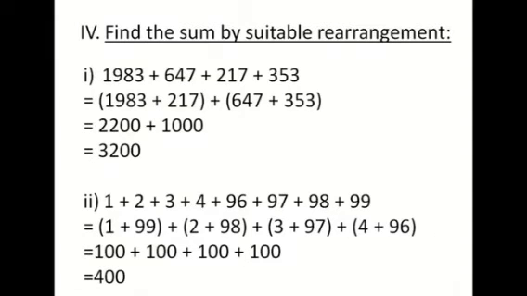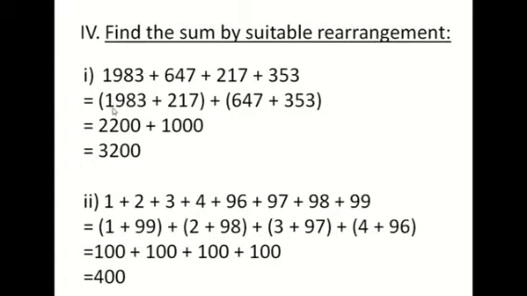Fourth main, find the sum by suitable arrangement. Question number 1, 1983 plus 647 plus 217 plus 353. While doing the grouping, please be careful. Here 1983 can be grouped with 647 or with 217, because I told you to check the units place to get tens. So, there are two possibilities. Choose the best one.